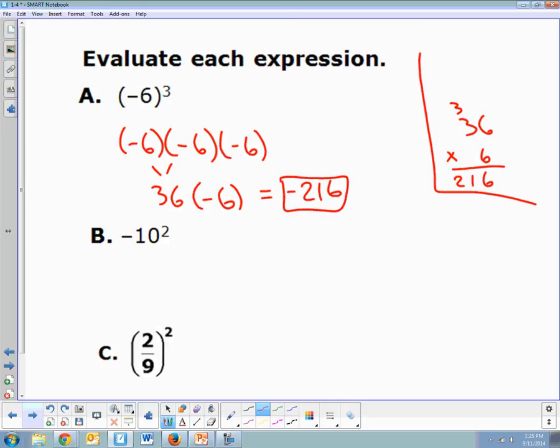For the next one, we've got -10 to the second power. Again, I don't necessarily have to see the work shown. However, be careful. The negative is not part of the base. So it's not -10 times -10. It's -10 times 10, which is -100.